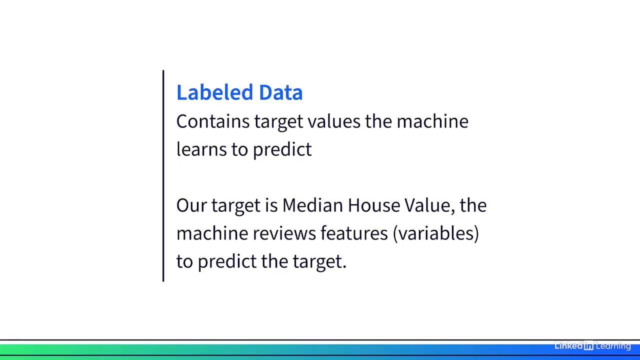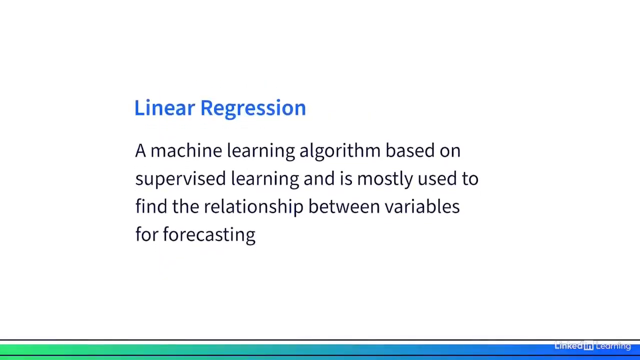Therefore, the machine reviews the other features, also called variables, and learns how to predict the median house value, also called the target. Linear regression is a machine learning algorithm based on supervised learning. Regression models often predict a numeric value called a target, in our case, the cost of the home, based on understanding the relationships between independent variables, the features. Linear regression is mostly used to find the relationship between variables and forecasting. Let's take a closer look at the housing data set.